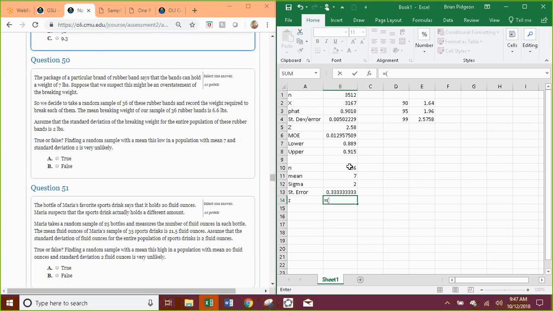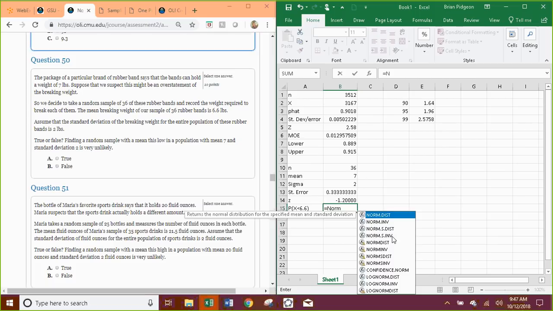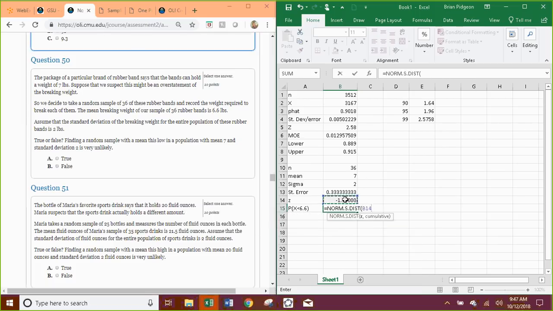Let's calculate a z-score. Finding a random sample with a mean this low in a population of mean 7 and standard deviation 2 is very unlikely. Well, let's just see. We calculated a mean of 6.6, so the z-score is 6.6 minus 7 divided by the standard error. And let's see what's the probability that if we conducted another sample we would get a value less than 6.6. We can do NORM.S.DIST of negative 1.2, with cumulative value 1.